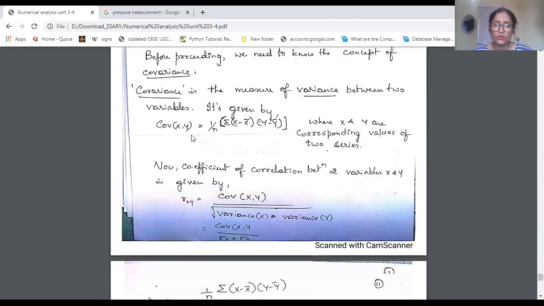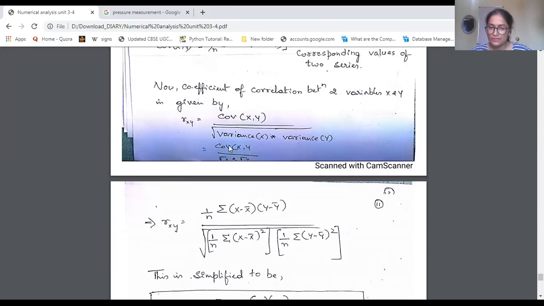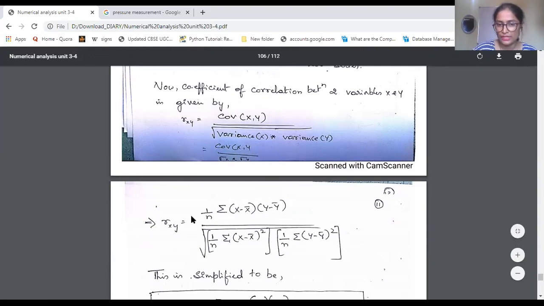The formula to calculate covariance is this, where x and y are corresponding values of two series, and x bar and y bar are the means of series x and y respectively. n is the number of values in the series x and y. They both will be the same. To calculate correlation, we divide the covariance by the product of the standard deviations of x and y. If we substitute the formula for covariance of x and y into this, we get this representation, and sigma x is square root of 1 by n into sigma of x minus x bar whole square. This is the formula for raw data, so we have just substituted that value here.